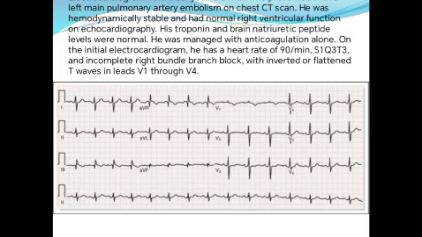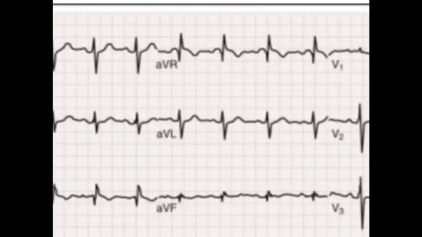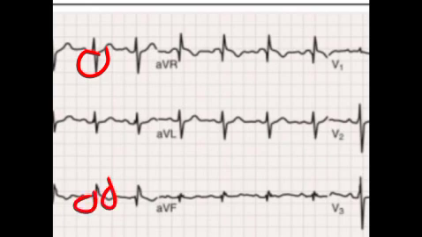I will show you here what the S1Q3T3 pattern is. Look here. Look at lead 1. We have an S wave. There should normally be no S wave in lead 1. And look at lead 3. Here we have what's called a Q wave, and a T wave. This is very characteristic for pulmonary embolism.